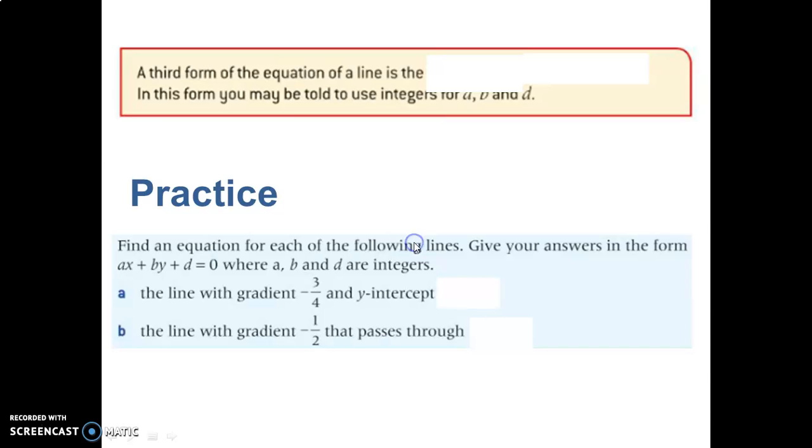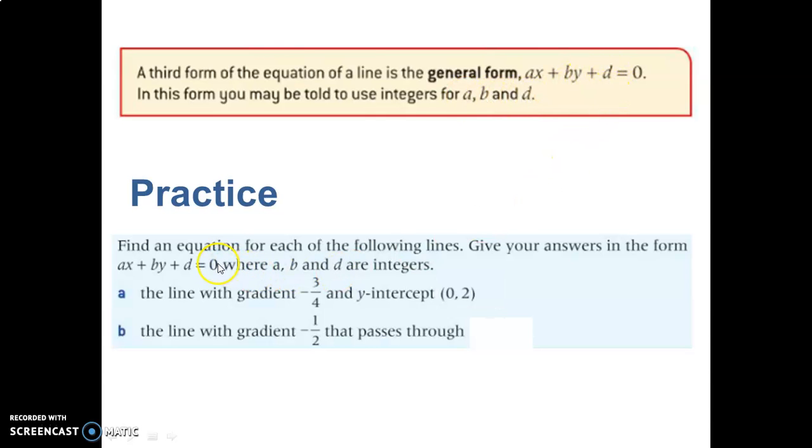All right, a third form. Another form of equations of a line is general form. So we've looked at gradient intercept form, point gradient, and now general form. General form looks like this: ax plus by plus d equals 0. So basically everything's moved to one side of the equation, and we write it in this order. In this form, you may be told to use integers for a, b, and d.